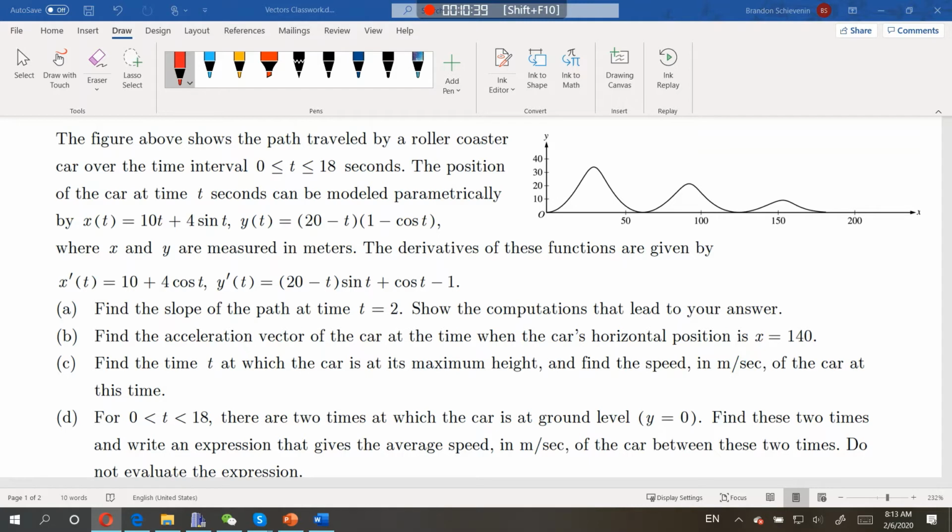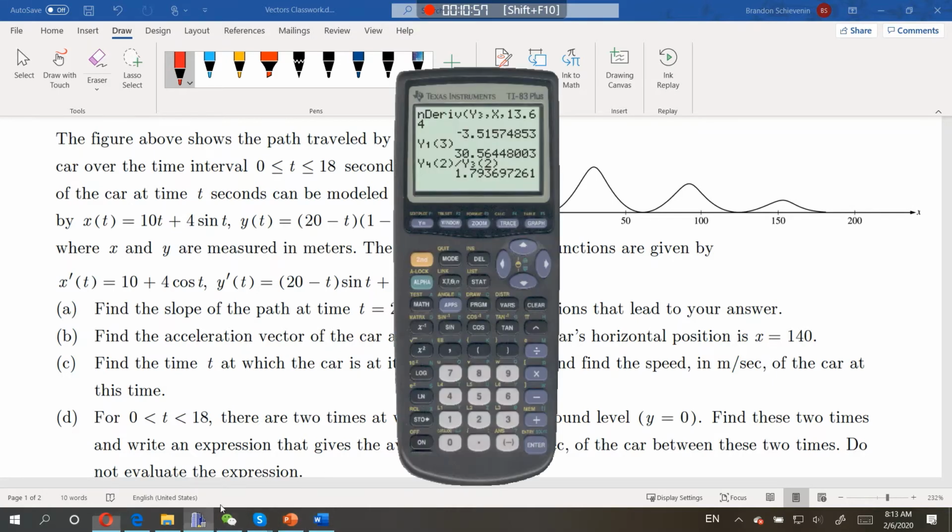The horizontal position is x, so we plug in the number for x. That should be x(t). So 140 is equal to 10t plus 4 sine t. Okay, cool. Let's do that really quick.